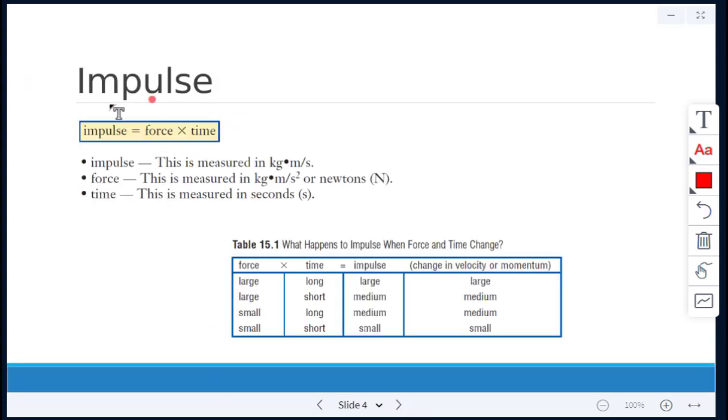All right, so the equation for impulse is force multiplied by time. The impulse is measured as kilogram meters per second. The force is measured in kilogram meters per second squared, or Newton. And then the time is measured in seconds. This is just showing here in a chart what happens to impulse when force and time change. So you can see force multiplied by time gives us an impulse. And we can see here the change in velocity or momentum.